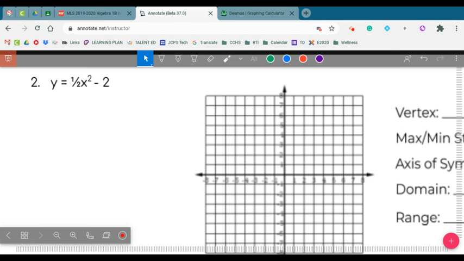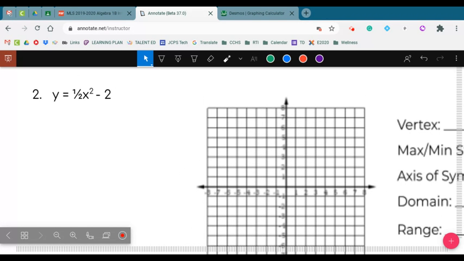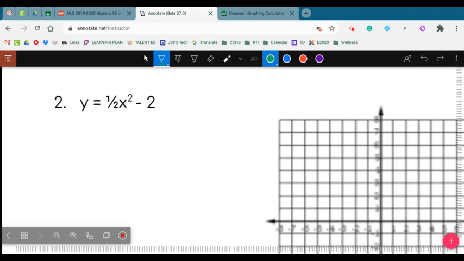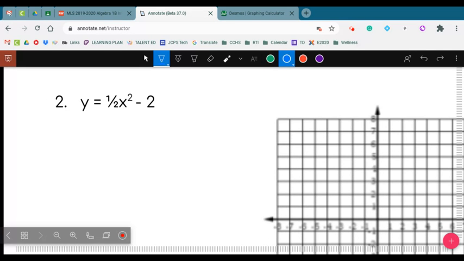So this one I'm going to type into your calculator. Try to put this fraction into parentheses. I don't know what just happened there. There we go. So try to put this in parentheses. So I'm going to do parentheses 1 divided by 2, close my parentheses, x squared minus 2. Now I'm going to do second graph to get my table.